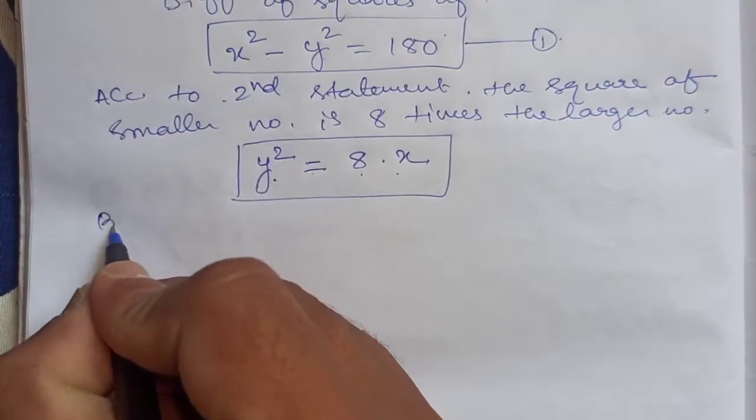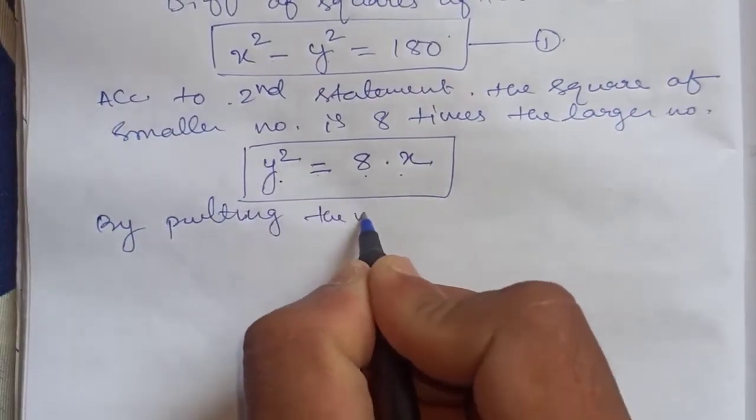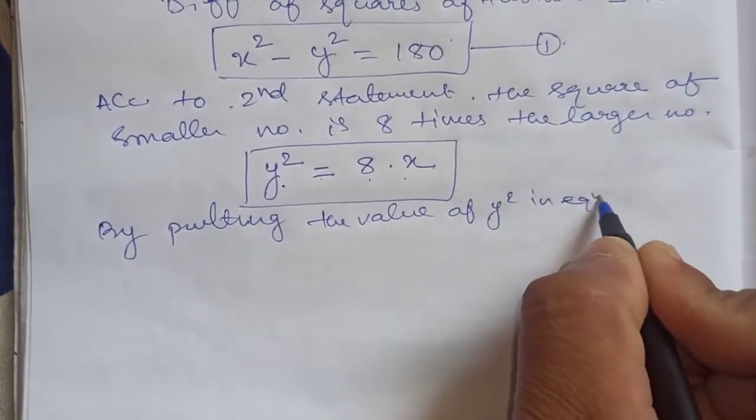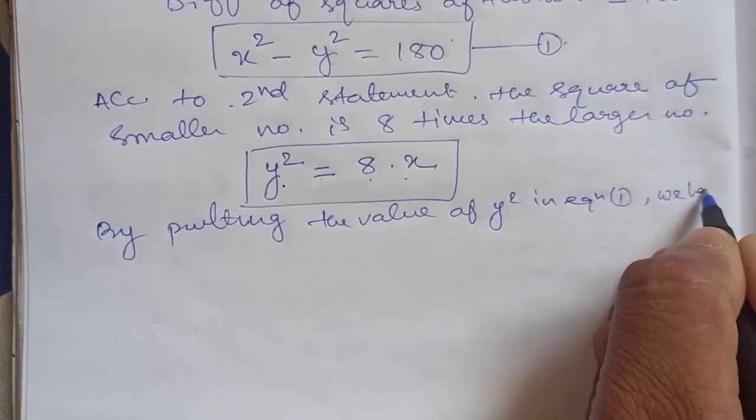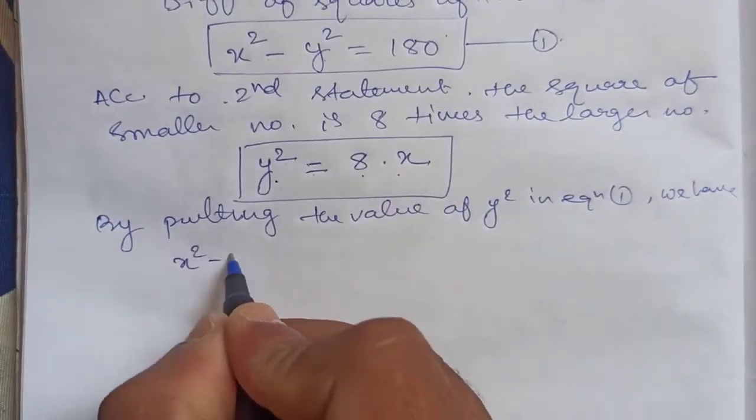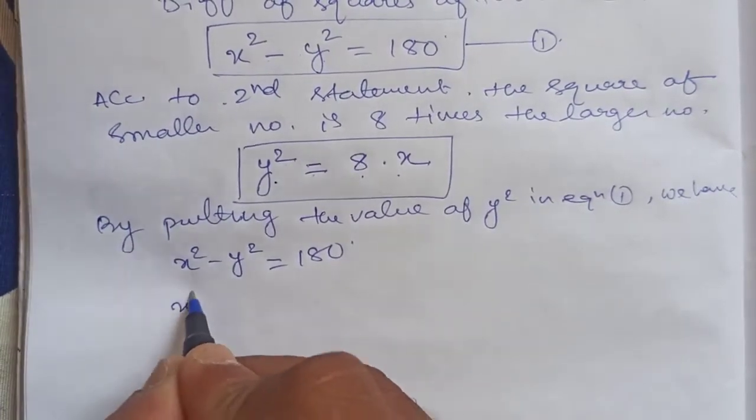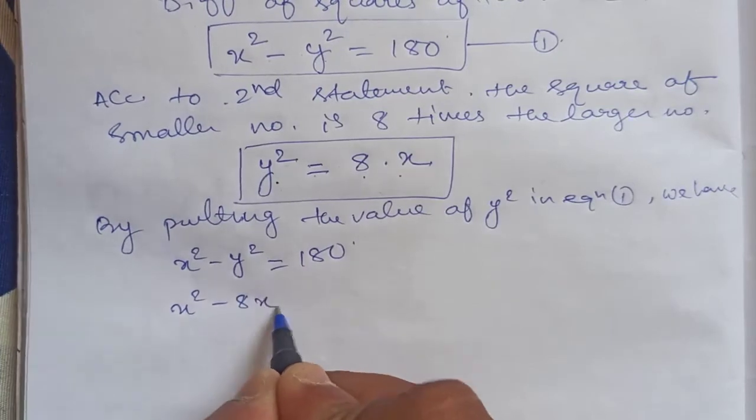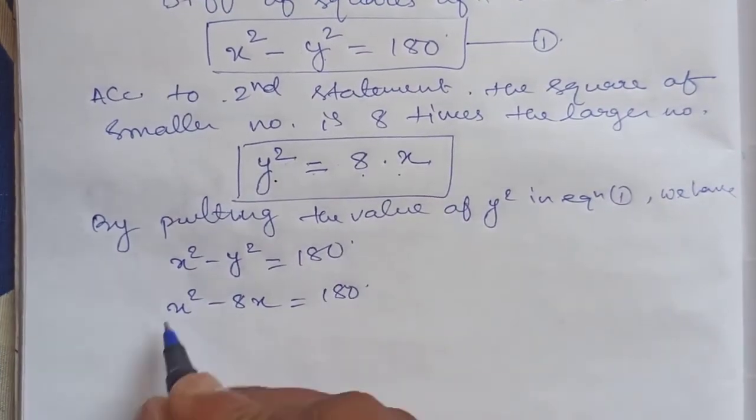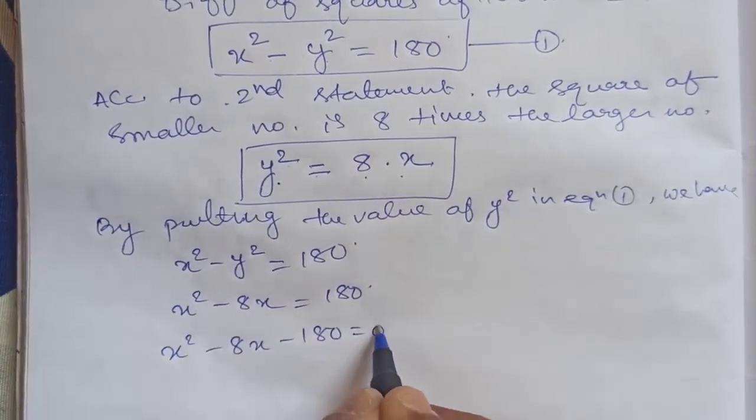By putting the value of y square in equation 1, I am writing equation 1 once again: x square minus y square equals 180. In place of y square I am writing 8x, so x square minus 8x equals 180. Bring 180 this side: x square minus 8x minus 180 equals 0.